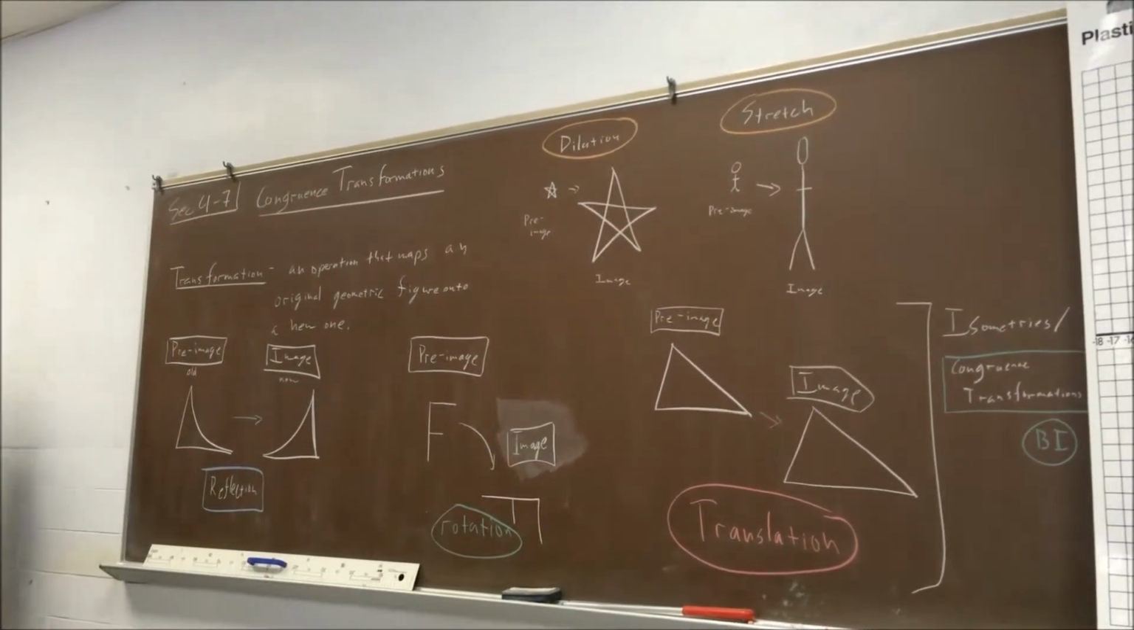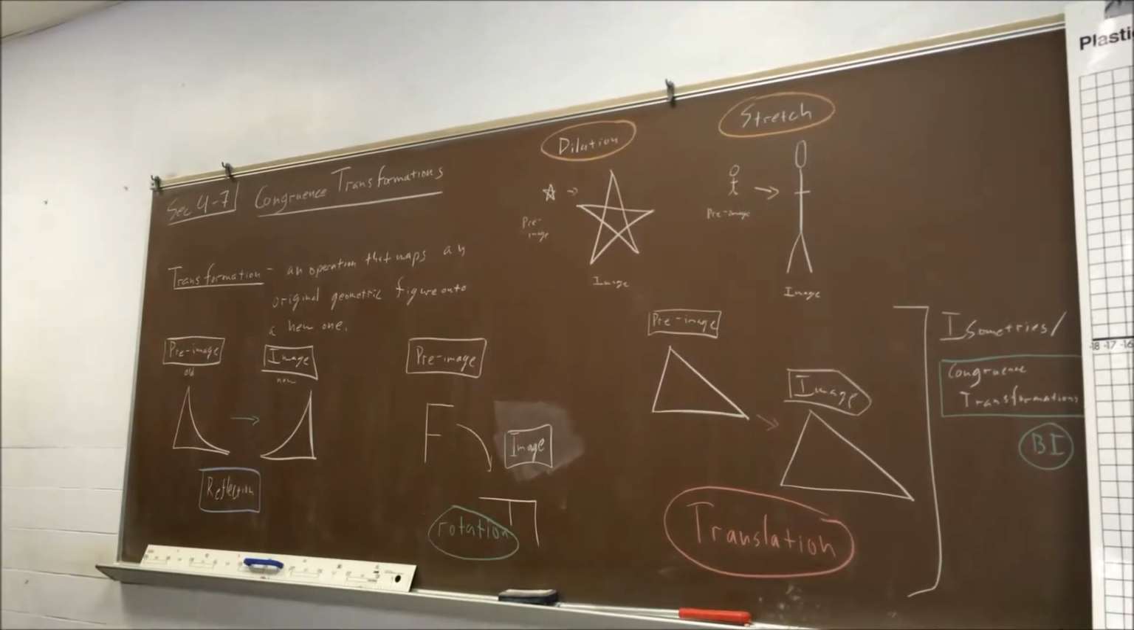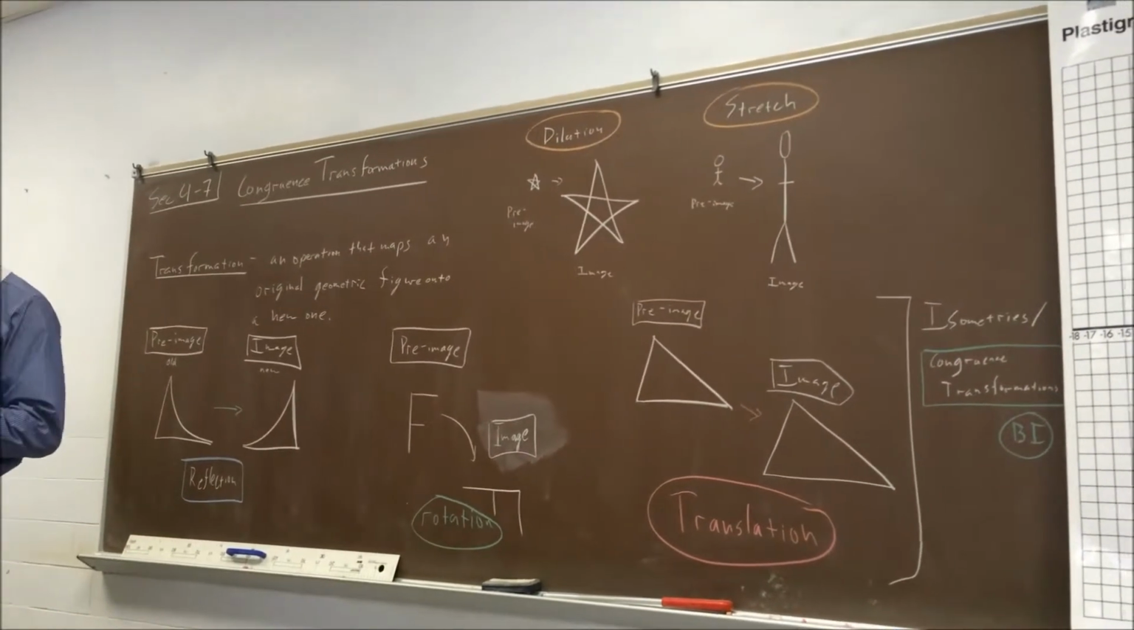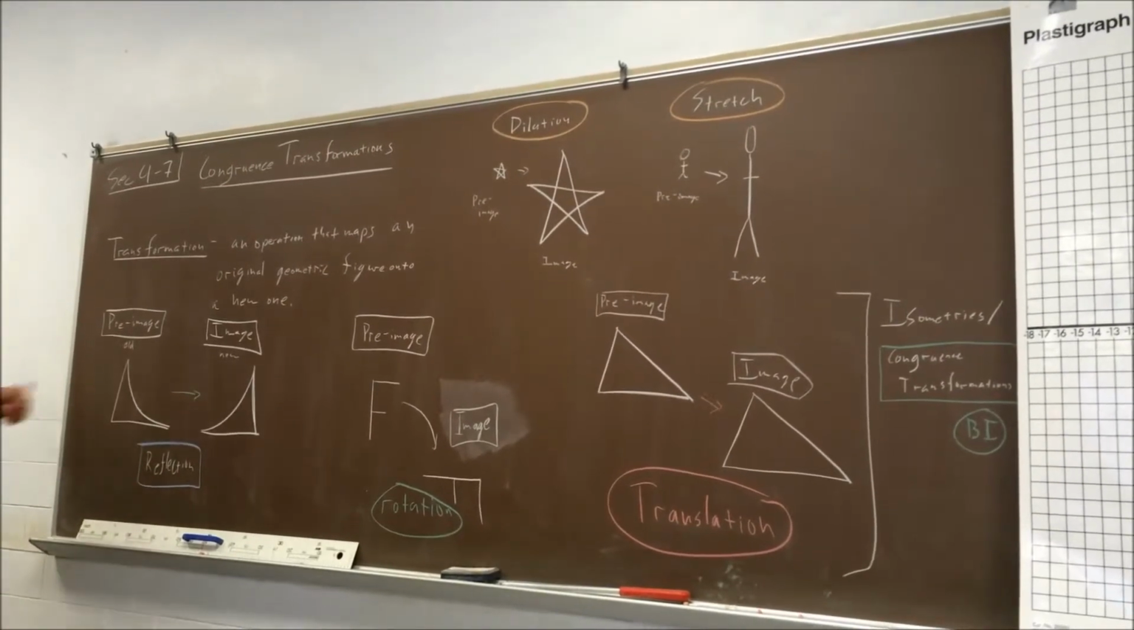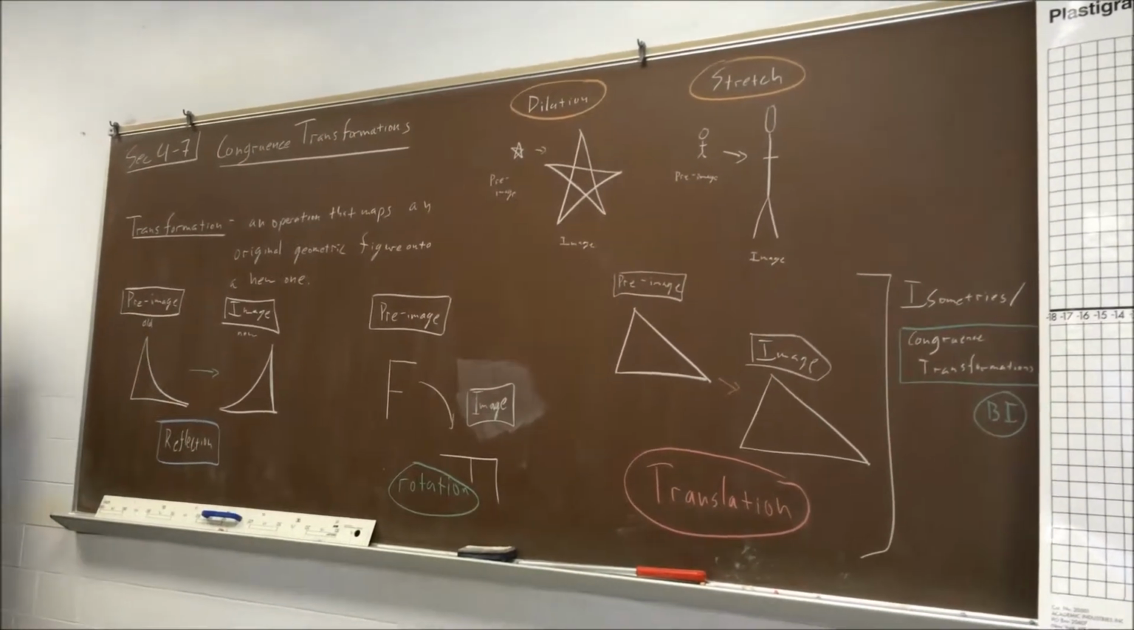These are called congruence transformations, where the new one is the exact same thing as the old one. Okay? The image is the same as the pre-image.